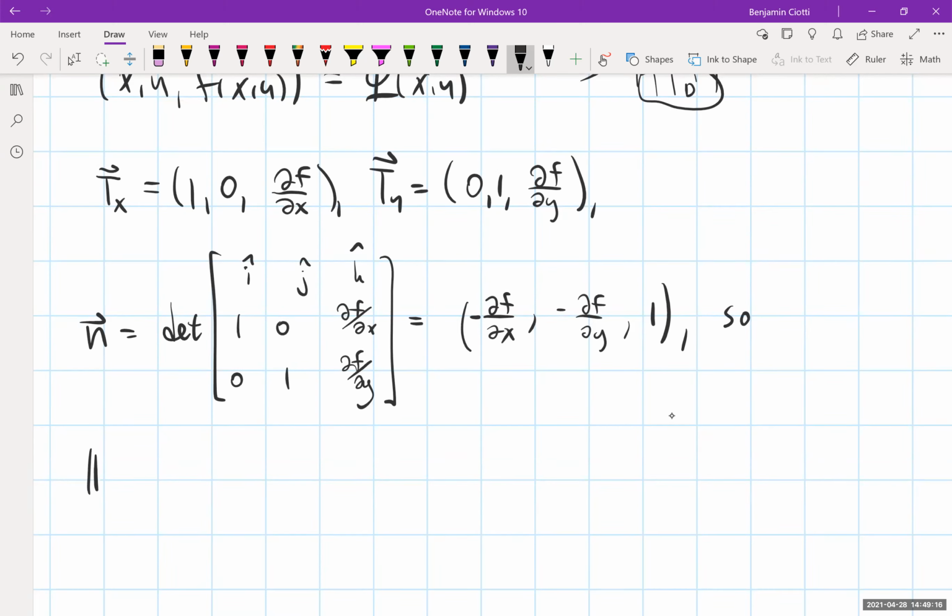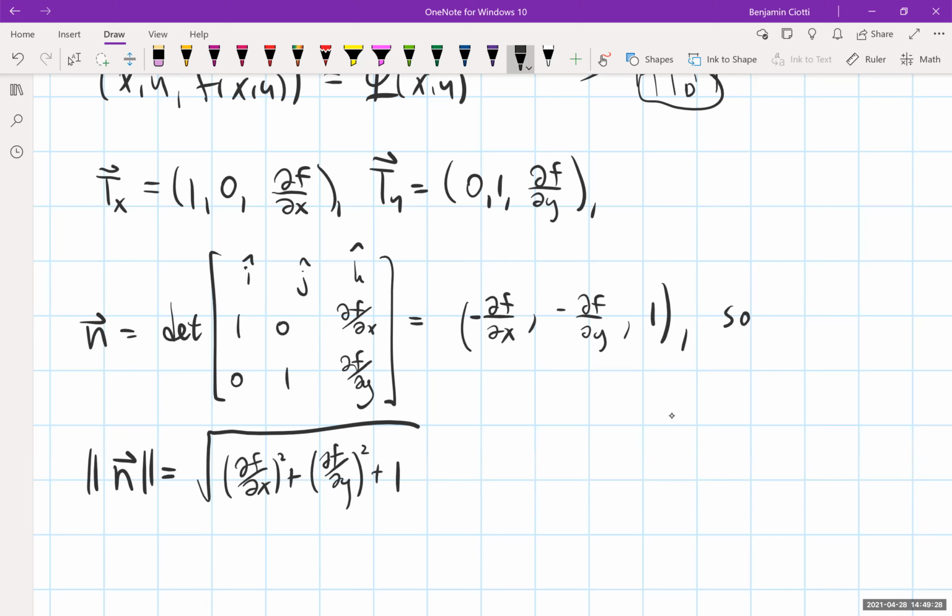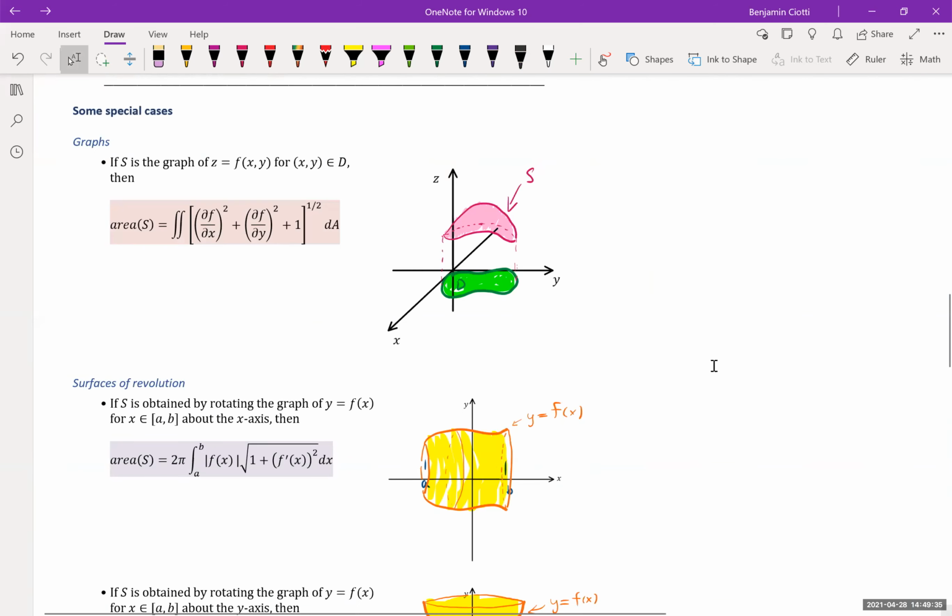So the norm of n ends up being the square root of df dx squared, df dy squared, and 1 squared. And then that gives the formula, which is right there. Yeah, so that produces that.